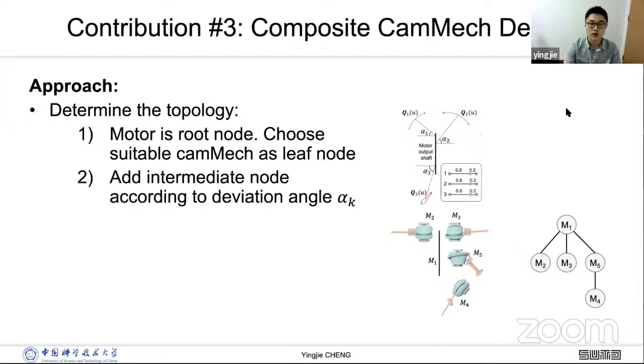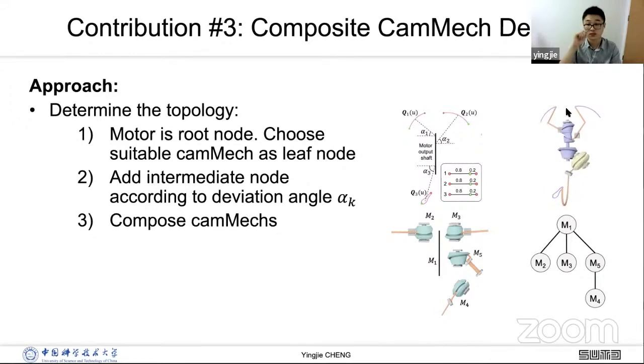Then we add the intermediate node according to the angle alpha k. If alpha k is too large, we should add a Cam1R. You can see in here, alpha 3 is larger than 45 degrees. So we add a Cam1R M5 to chain connect M1 and M4. Last, we compose the CamMech according to this tree structure.